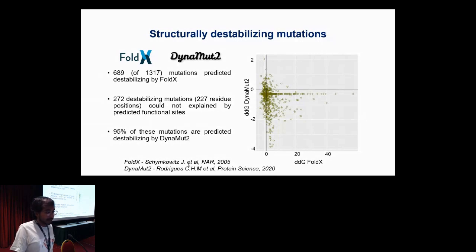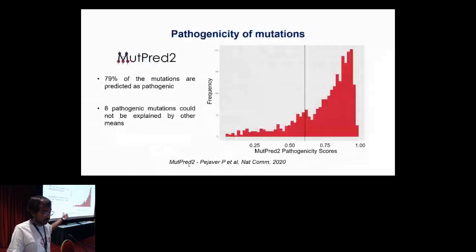Next, we also check the pathogenicity of the mutations. We used a tool called MutPred2. Over here is the histogram of the pathogenicity scores of MutPred2 for each of the mutations, and the cutoff is 0.61 as suggested by them, above which they consider the mutation as pathogenic. Around 80% of the disease-associated mutations were predicted as pathogenic, and 8 of those pathogenic mutations could not be explained either by proximity to a functional site or structural destabilization.